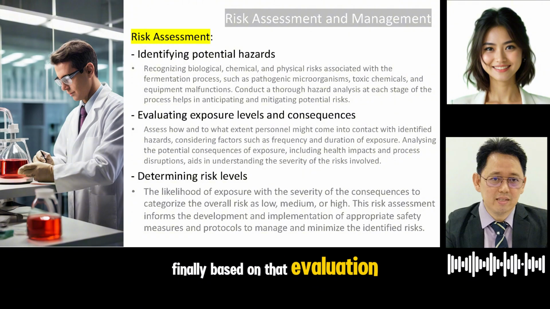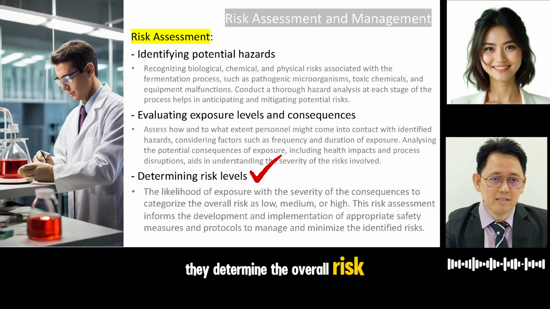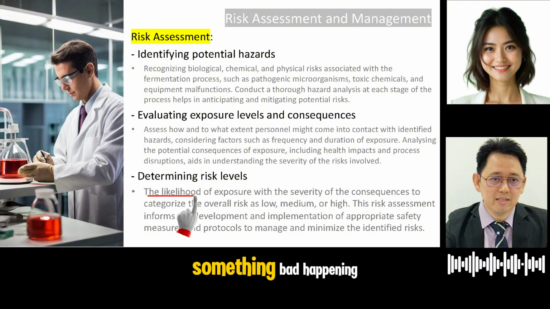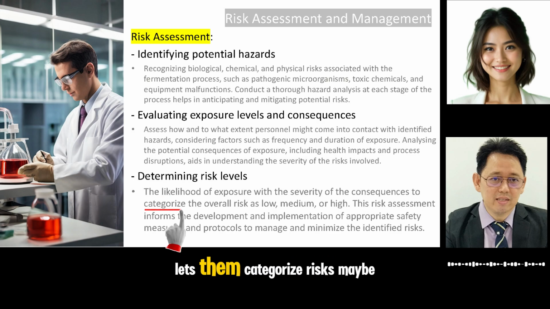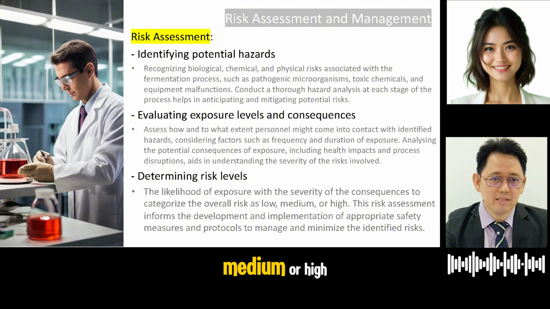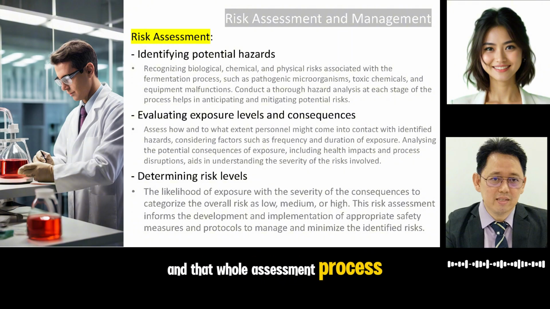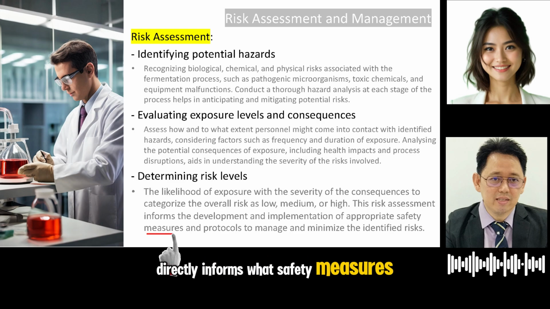Finally, based on that evaluation, they determine the overall risk level. They combine the likelihood of something bad happening with the severity of the consequences if it does happen. This lets them categorize risks, maybe as low, medium, or high, and that whole assessment process directly informs what safety measures need to be put in place.